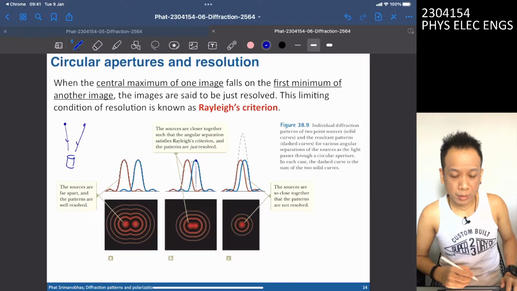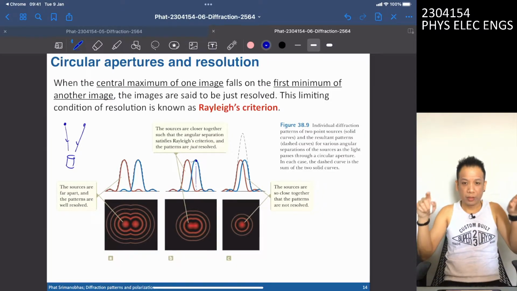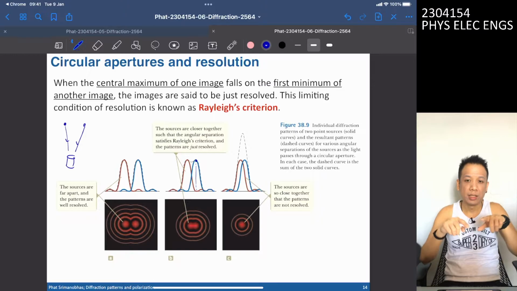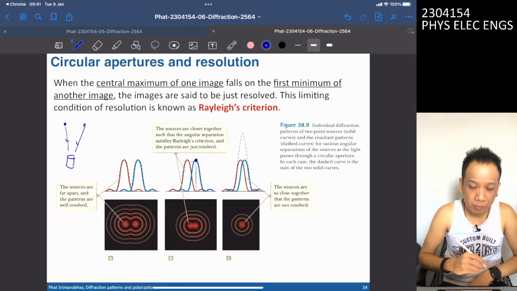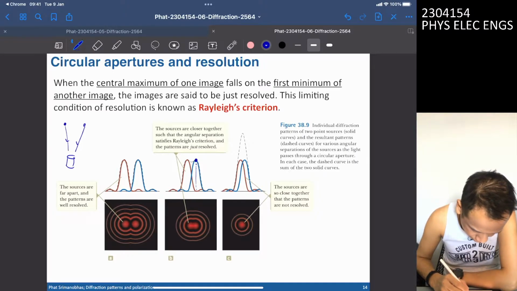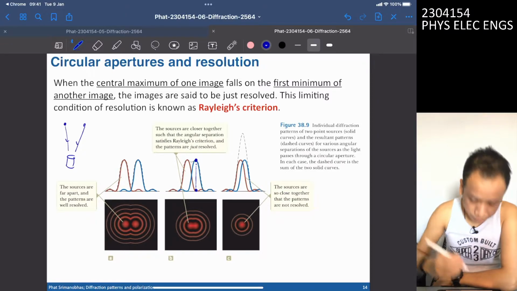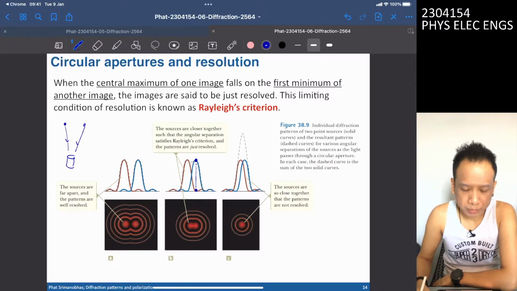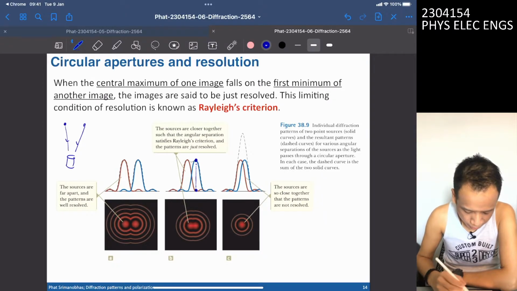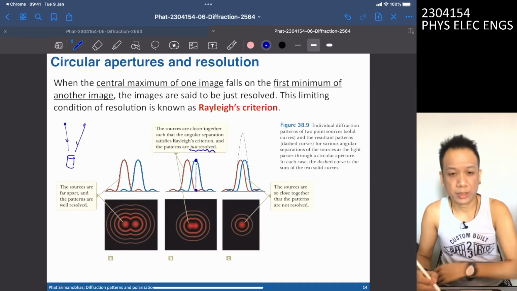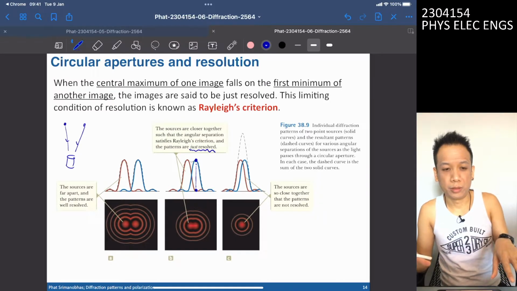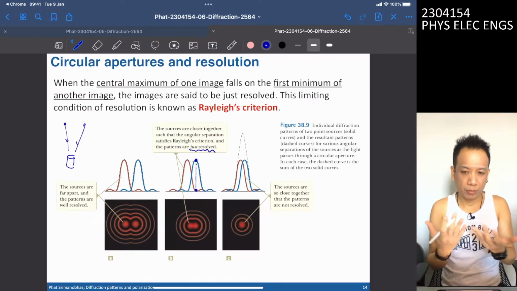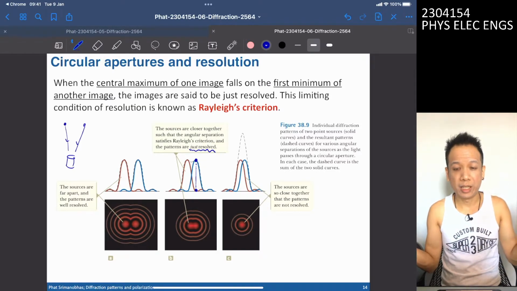So you have two diffraction patterns, and if the maxima of one interference pattern is aligned with the minimum of another object, that's what we call the patterns being just resolved. You start to see two objects, you can identify two objects. If it's beyond the first minimum, it's clear that you can see them.